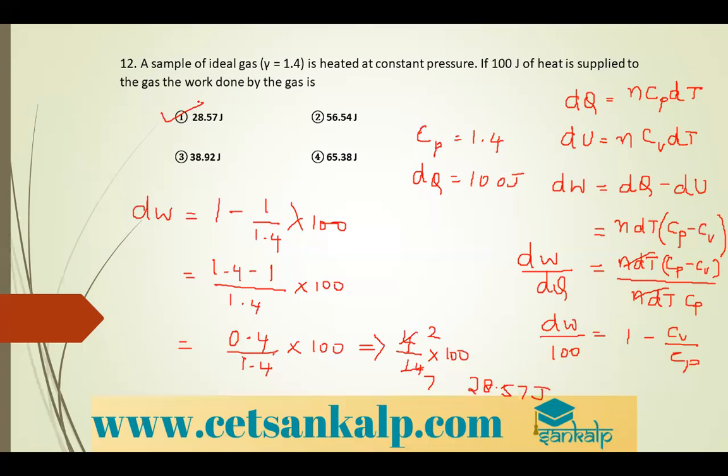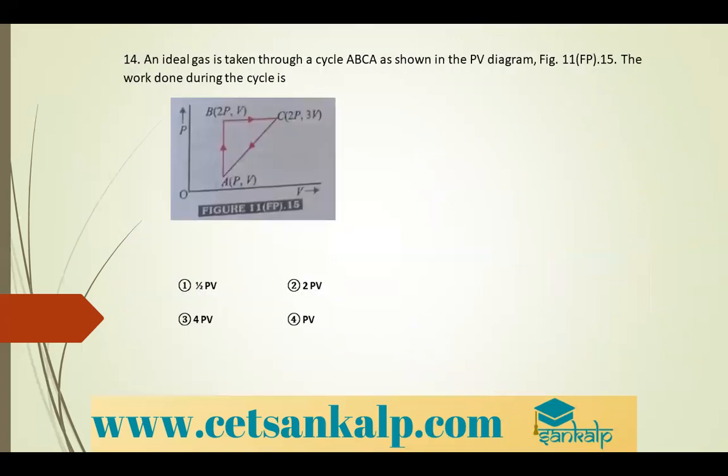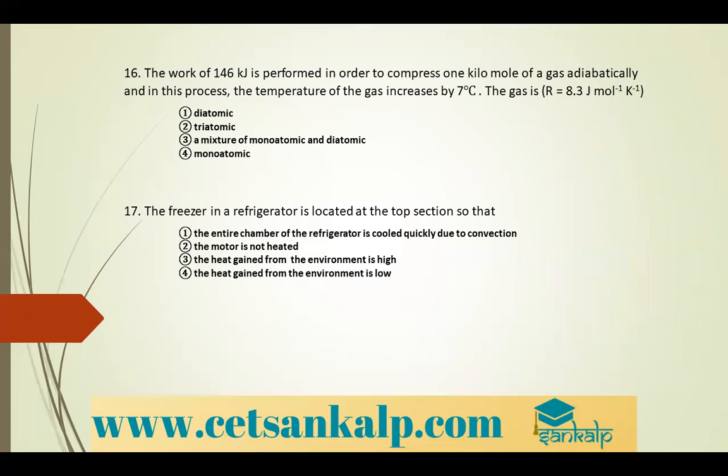Okay, so next we have to start from the 16th problem. The 16th problem says: the work of 146 kilojoule is performed in order to compress 1 kilomole of gas adiabatically, and in this process the temperature of the gas increases by 7 degrees Celsius.